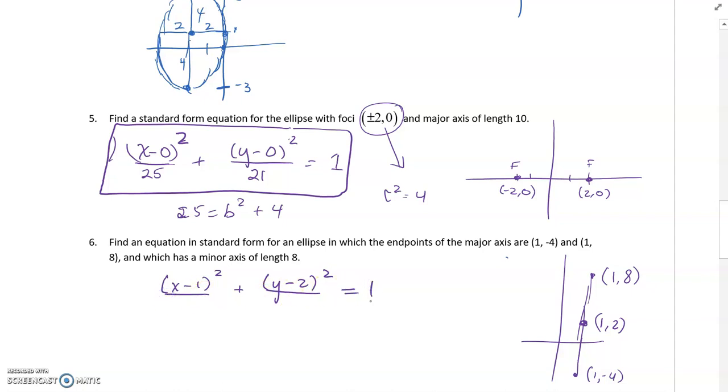We know, since those are the ends of the major axis, that a is 6. So a squared is 36, and that's vertical this time, so we put it under the y. And the minor axis is length 8, meaning the semi-minor axis is 4, and square that, and you put it under the x term, and we're done. Pause it for the next one.